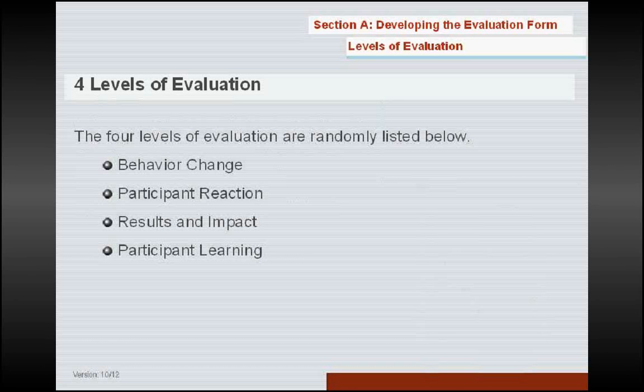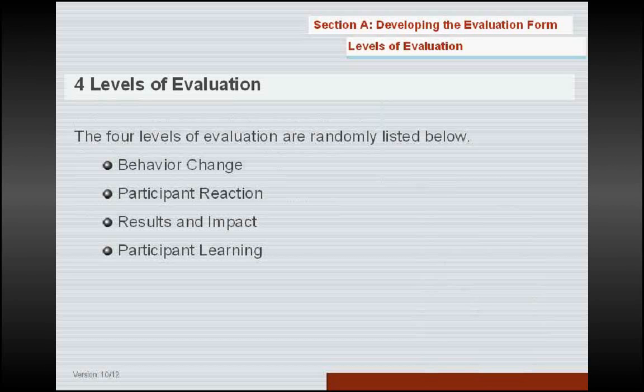So after participant reaction, what do you think would be the second one, which is a little more connected to the content in terms of what they got from your workshop? Participant learning. Yes. So number 1 would be participant reaction, and level 2 would be participant learning. And level number 3, what do you think level number 3 would be? Behavior change. All right, you're exactly right. Behavior change certainly has to come before level 4. And what is level 4? The results of that change.